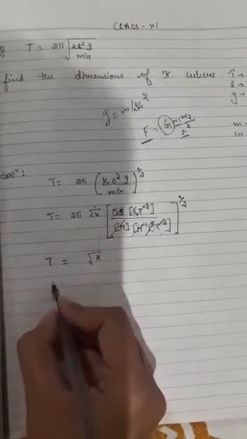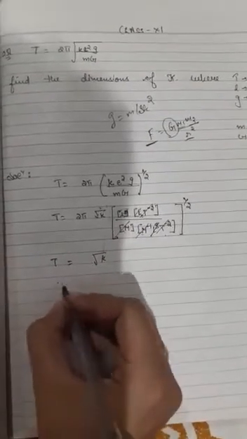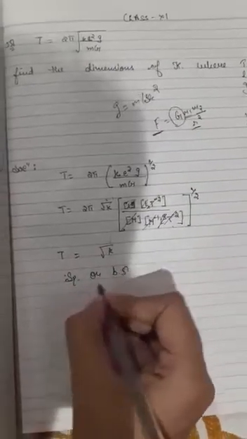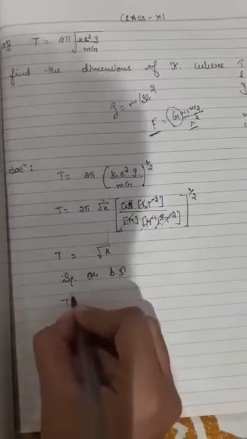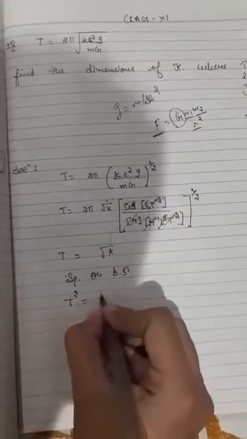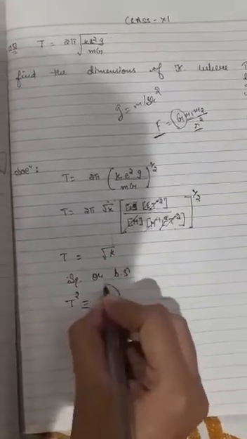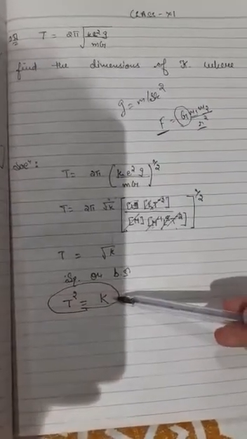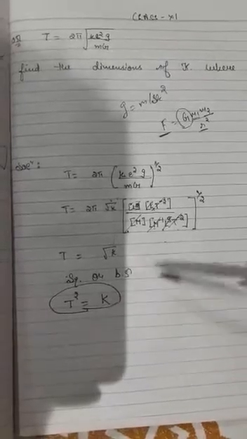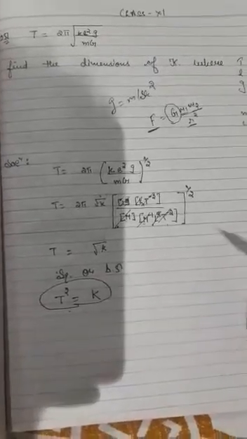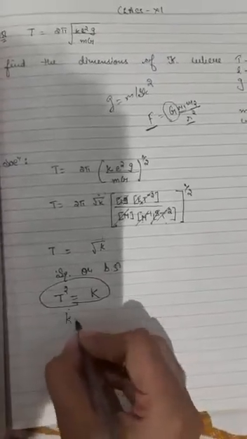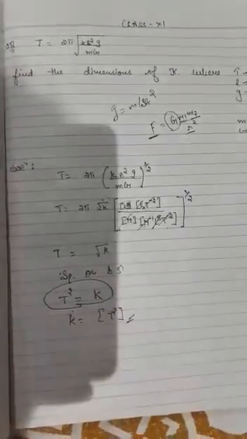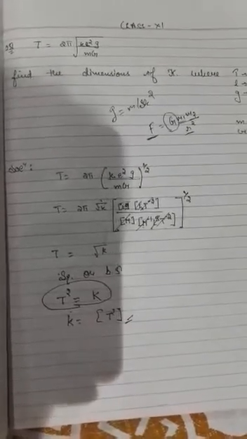I can do one thing: square on both sides. If I square both sides, what will I get? T square is equal to k. They asked to find the dimensions of k only. So I got the dimension of k, which is equal to T square. This is my required answer to the given question.